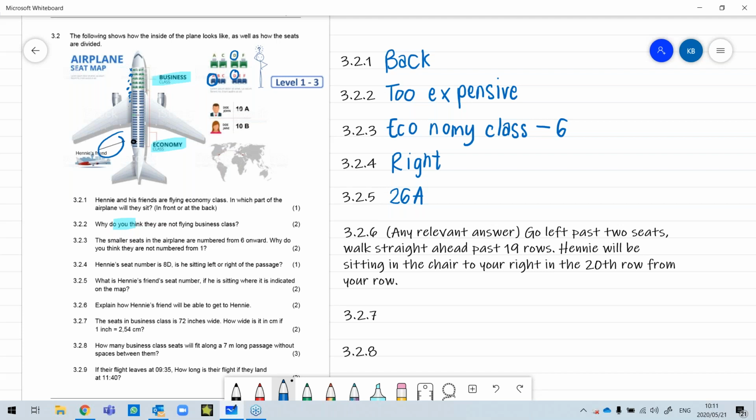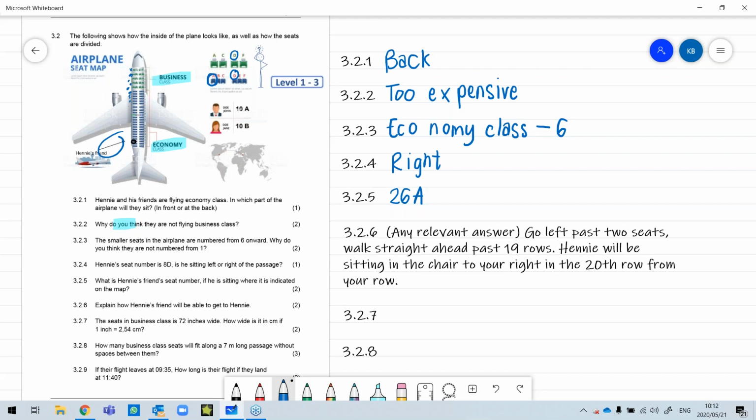Question 3.2.6. Explain how Henny's friend will be able to get to Henny. Now, this is once again a question where we will accept any relevant answer. The example I included for today is to go left past 2 seats, walk straight ahead past 19 rows. Henny will be sitting in the chair to your right in the 20th row from your row. So what I mean by this is any possible answer. If you want to describe the route that he is going to walk a little bit differently, it is still fine as long as you elaborate enough and your information is correct.